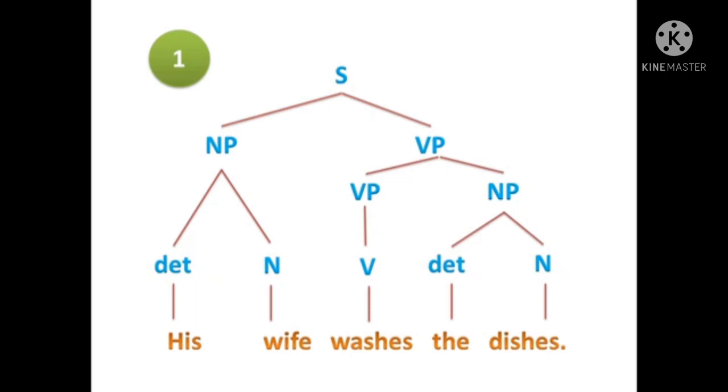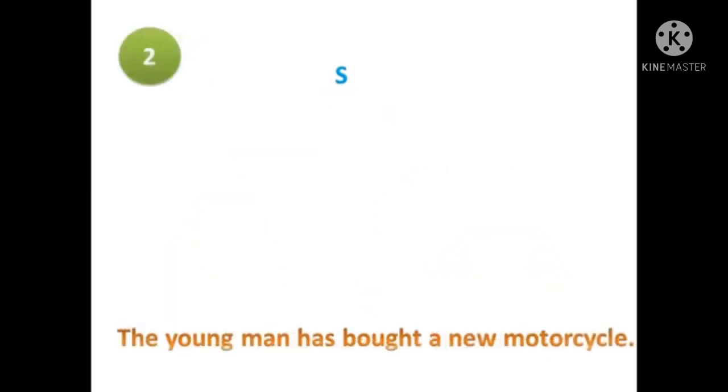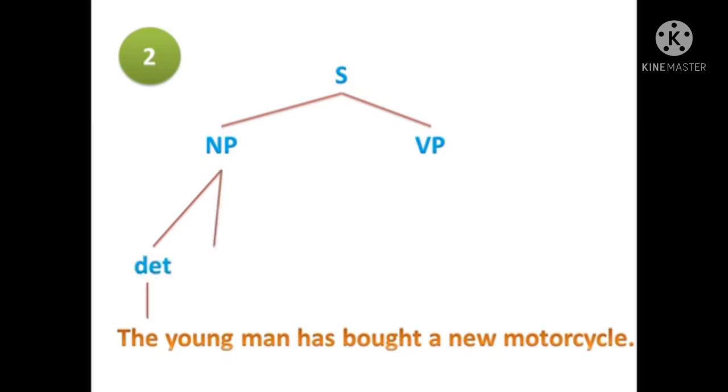Next, we analyze the second example. The sentence: the young man has bought a new motorcycle. The sentence has 2 parts, namely noun phrase and verb phrase. The noun phrase here consists of a determiner, an adjective, and a noun. The determiner here is the, the adjective is young, and the noun is man.